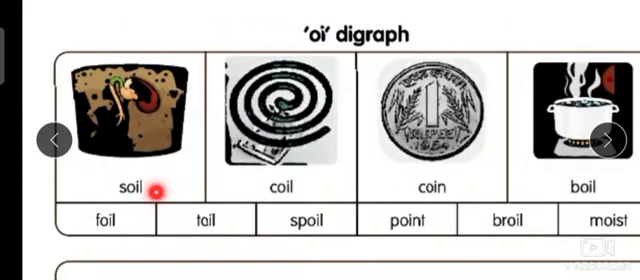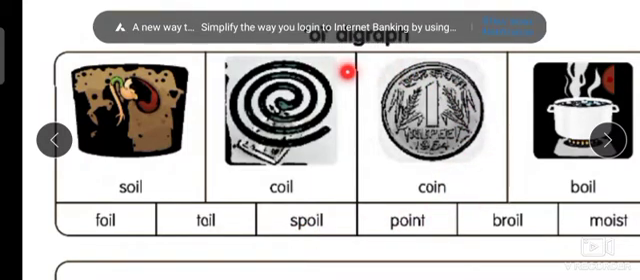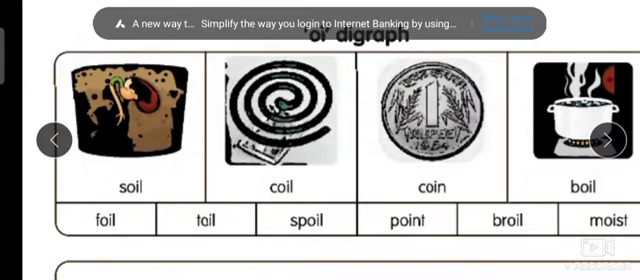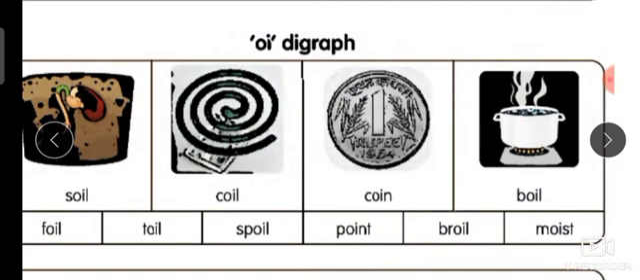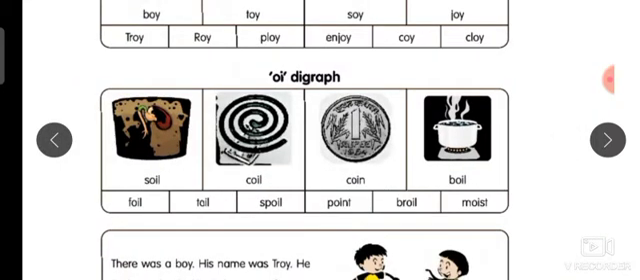OI as in soil, OI as in coil, OI as in coin, OI as in boil, OI as in foil, OI as in toy, OI as in spoil, OI as in point, OI as in moist. So children, let's say once again.